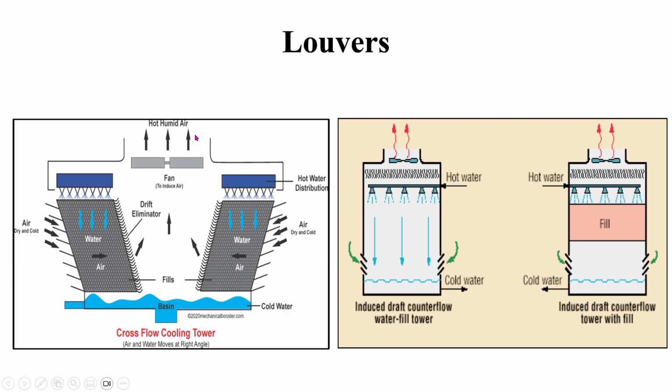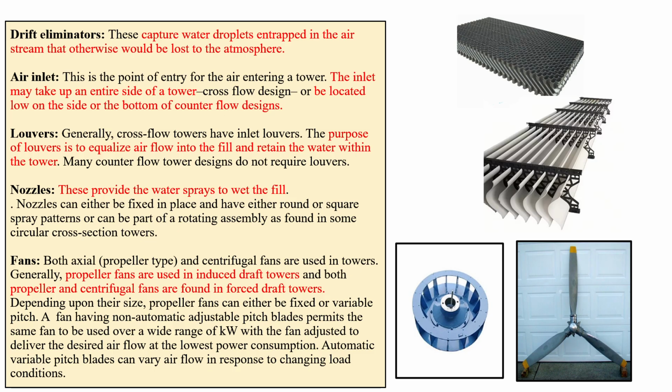So this is the drift eliminator, these are the different locations. In the cross flow, it is located at the center, at the periphery, and in the counter flow, it is at the top. And then for louvers, for cross flow, it is the entire height and width, and for the counter flow, the louvers are situated at the bottom. Then nozzles.